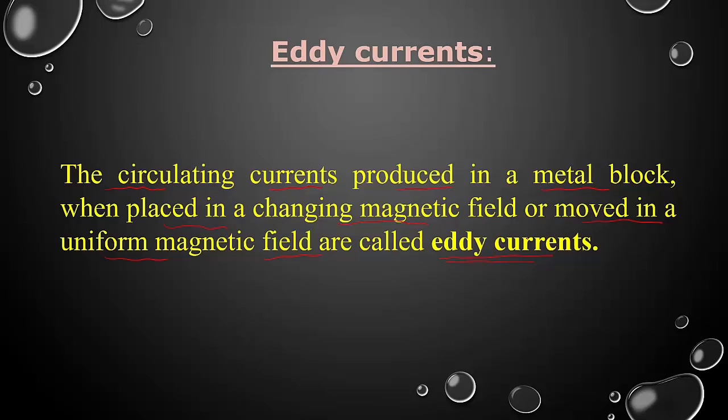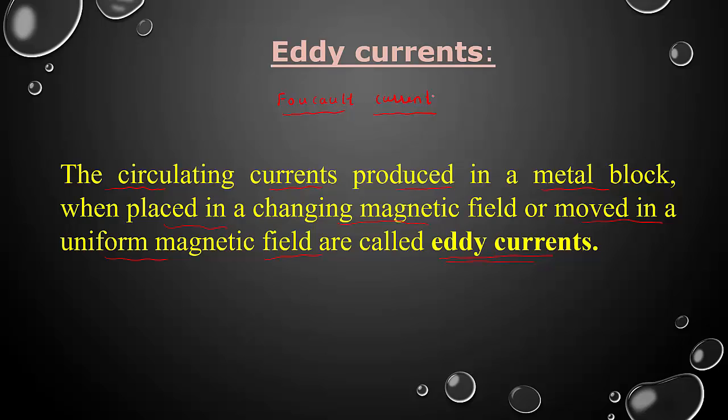Remember, eddy currents are also called Foucault currents. See here, it has one more name. Eddy current is also called Foucault current because these eddy currents were first detected by the scientist Foucault. So eddy current or Foucault current is a circulating current produced in a metal block when placed in a changing magnetic field. When that metal block is placed in a changing magnetic field, the free electrons present in that block experience force. Because of this force, the free electrons move in a circulating path, which produces induced EMF. Is it clear? What are eddy currents?